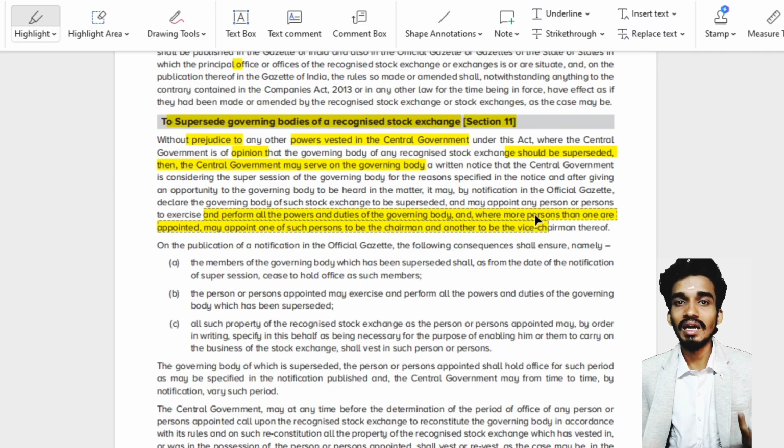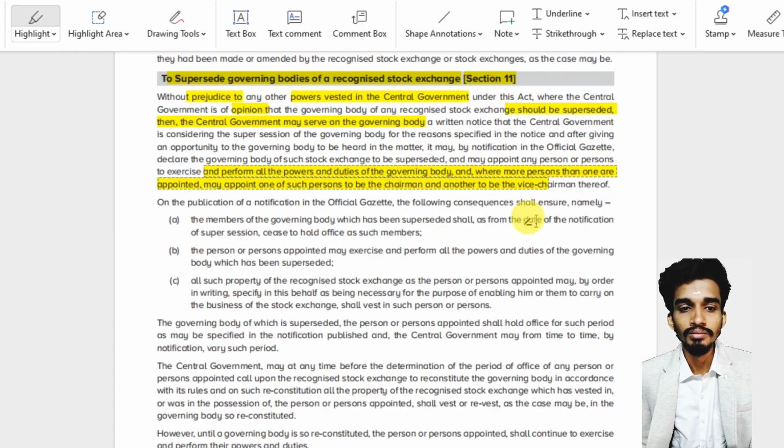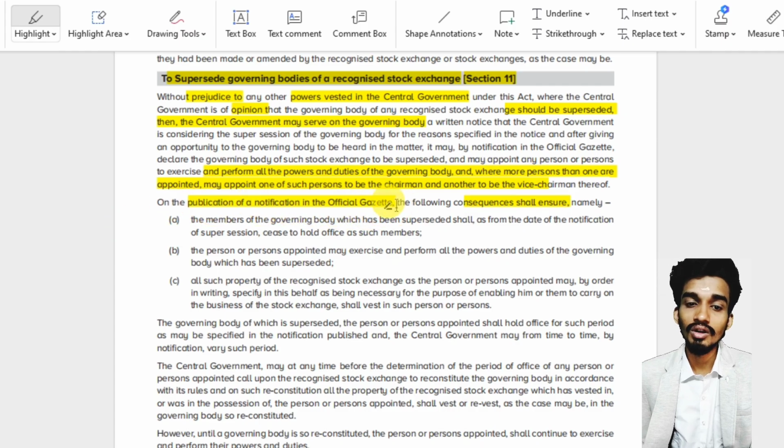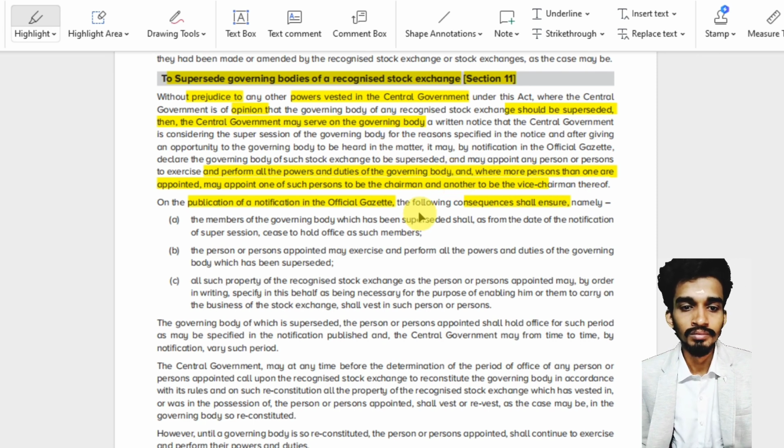The stock exchange would hold various properties. So the properties have to be held in some person's name. For the purpose of this, the central government may appoint any person for the purpose of holding the properties that have been held by the stock exchange. So after the central government is satisfied, it has to be notified in the official gazette. So what are the consequences after publication in the official gazette?